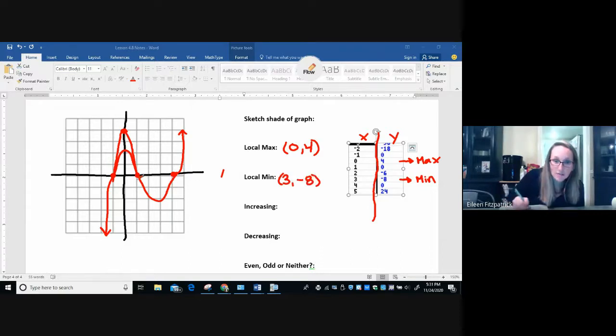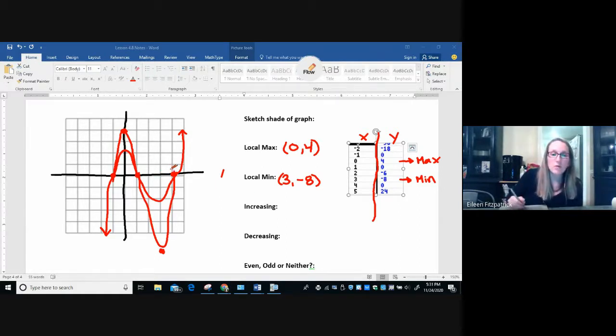Again, I didn't graph it low enough, so maybe I now want to change it. 1, 2, 3, and then down to 8. 1, 2, 3, 4, 5, 6, 7. It would be all the way down here somewhere. Okay, so if I want to fix my graph and make it look more accurate with my max and mins, now that I have them, I can.